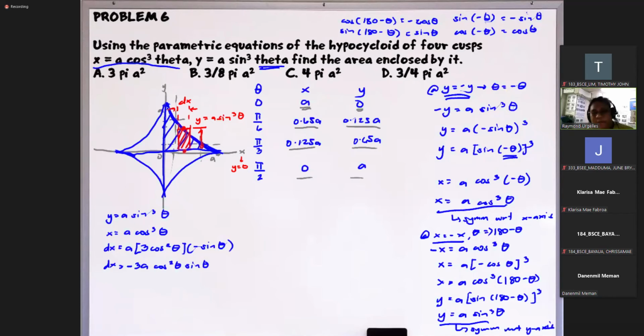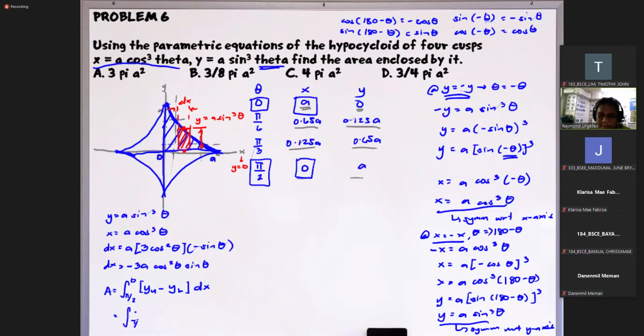What are our limits of integration? From x is 0 to x is equal to a. This gives us x is 0, and this gives us x is a. So therefore, these are our limits of integration, from pi over 2 to 0. Okay? So again, what is our area equal to? The area is equal to the integral, with limits from pi over 2 to 0, of y upper minus y lower, multiplied by dx.